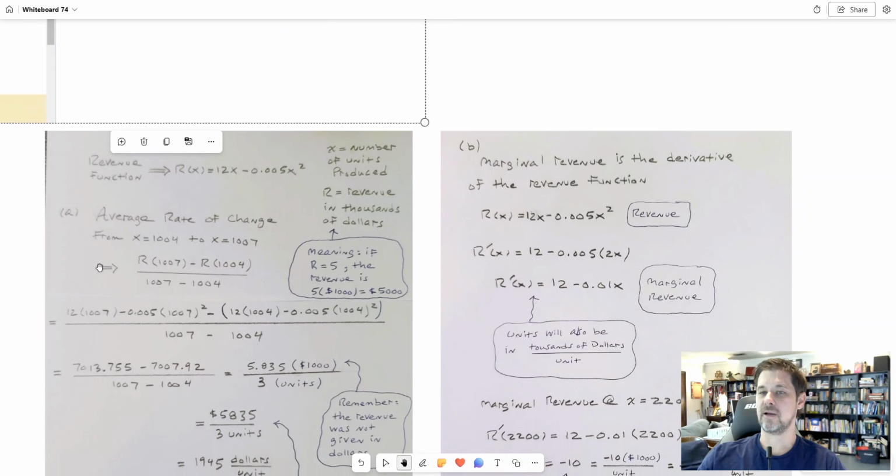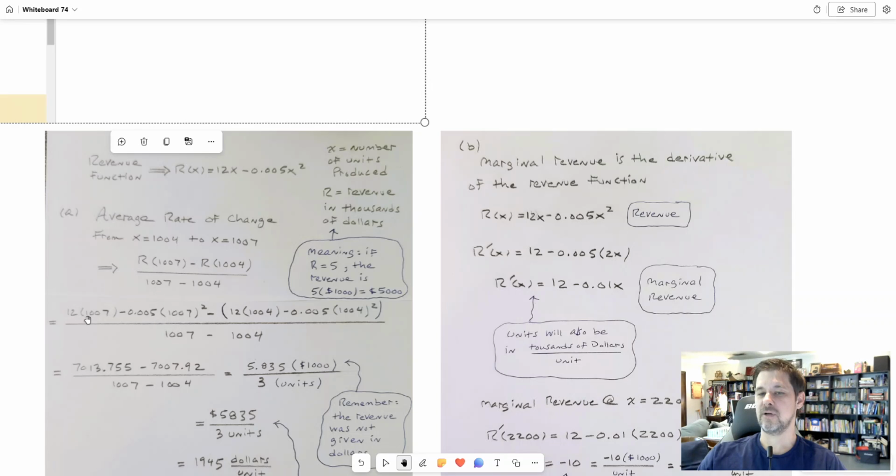Okay? All right, now part A says find the average rate of change from 1,004 to 1,007. Here's how I would interpret that: average rate of change from x equals 1,004 to x equals 1,007. Here's how we do it. We take the revenue at 1,007, subtract the revenue at 1,004, divide by 1,007 minus 1,004. That's how you do it. Any average rate of change will be calculated that way.